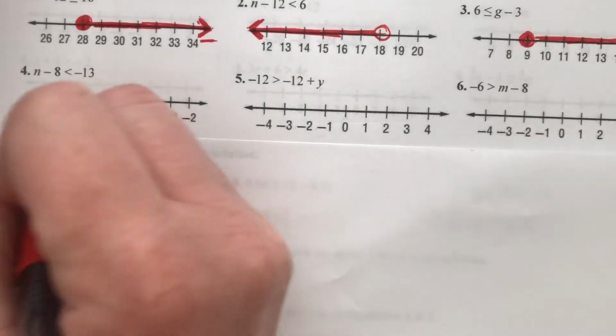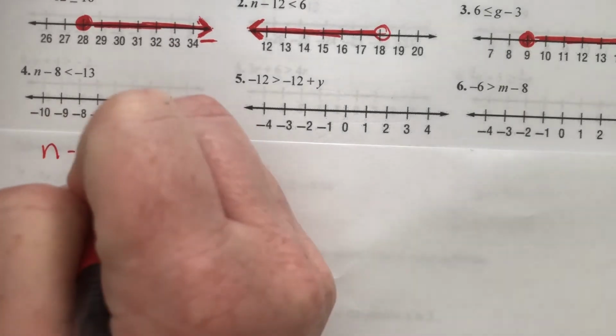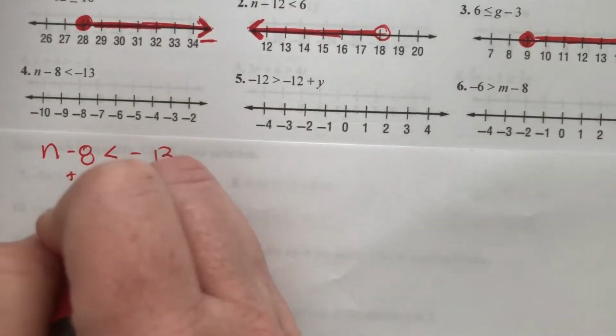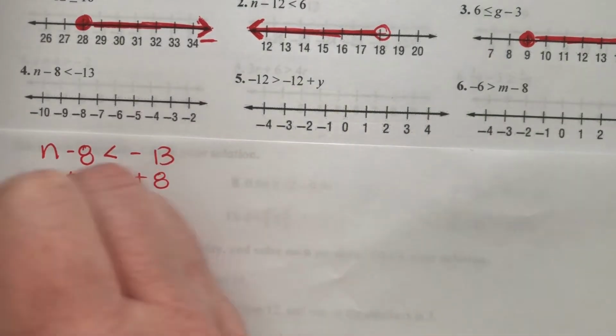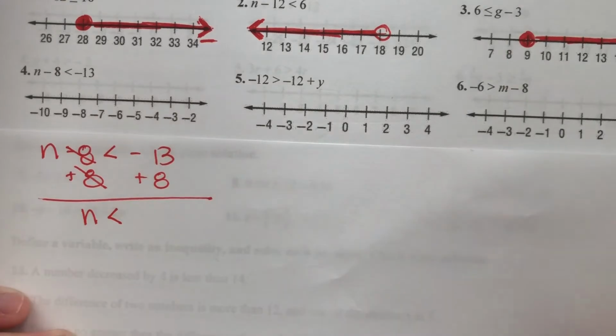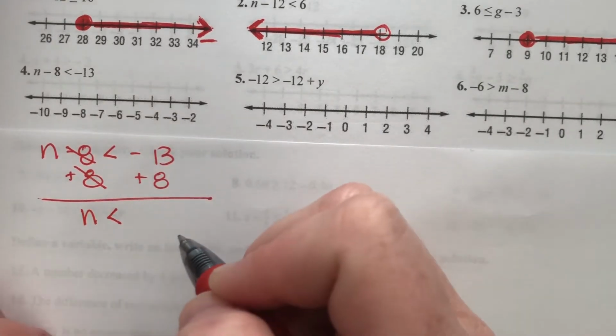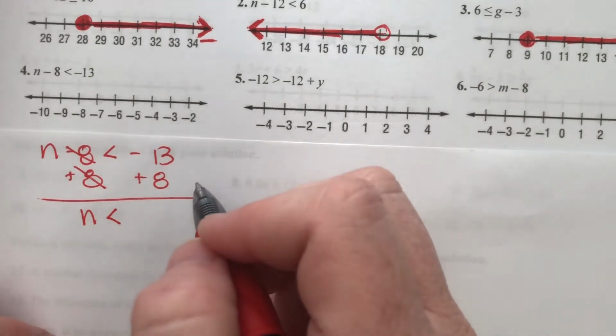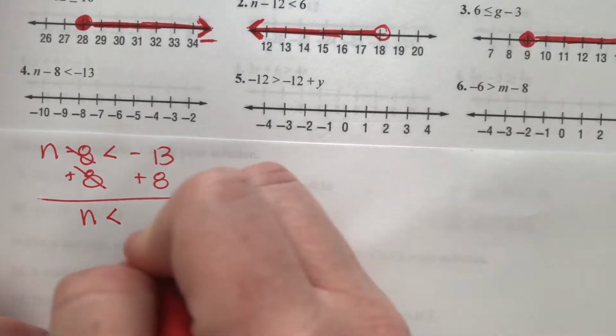Okay, number 4, I have n minus 8 is less than negative 13. To get n by itself, I have to add 8. So I'm going to do the same thing over here. These go away. N, bring down my sign, don't change it. Negative 13 plus 8, if I'm down in a hole 13 feet and I come up 8 feet, how far am I still down in the hole?